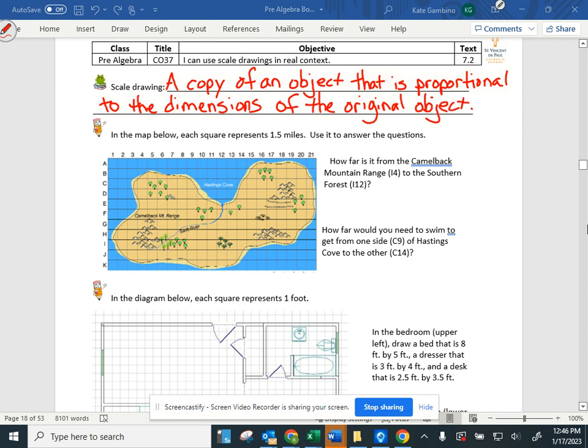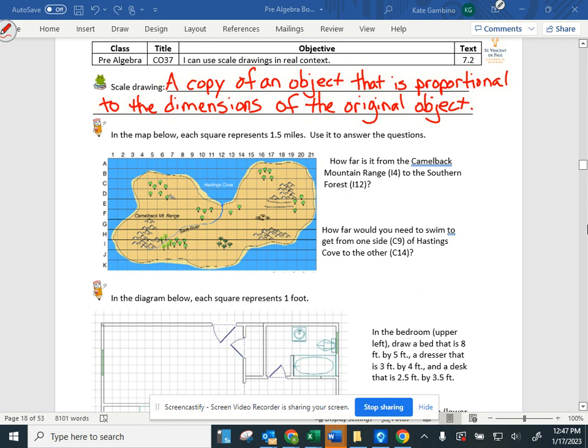In real life, a scale drawing would be a map. A map is a scale drawing. It's proportionate. This much on the map equals this many miles or inches or whatever. So you look at the map, and in real life, it's proportionate. To go this far on the map is the same as going 300 miles. It'll tell you in the key what that proportion is.